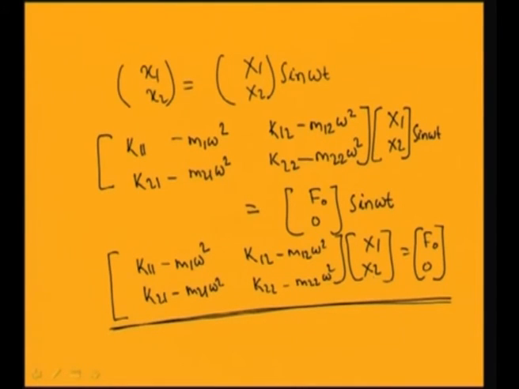These equations will be written in terms of k11, m1, m2 and omega, or you may use Cramer's rule to find the solution, or you can write X1 X2 another way. Let this matrix be the A matrix. So X1 X2 can also be written in this form: X1 X2 will be equal to A inverse into F0 0. So this way also you can write.